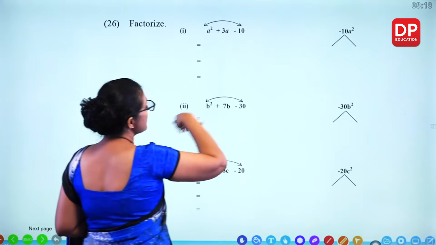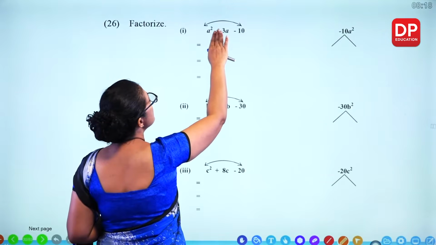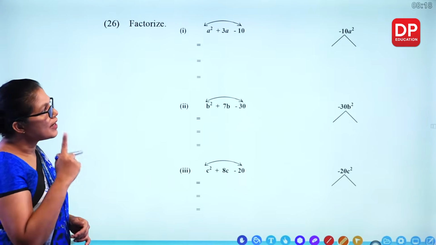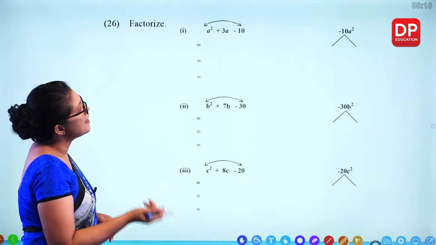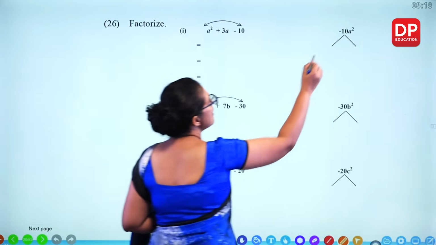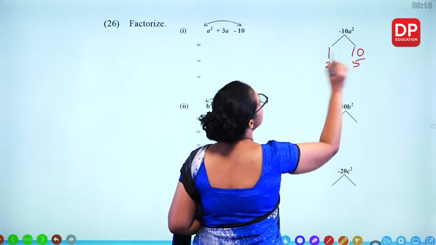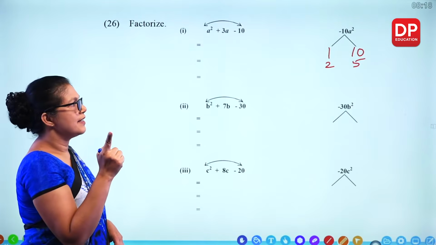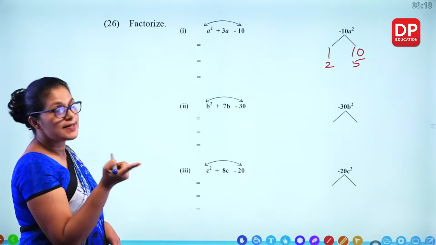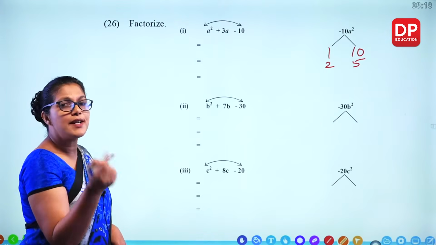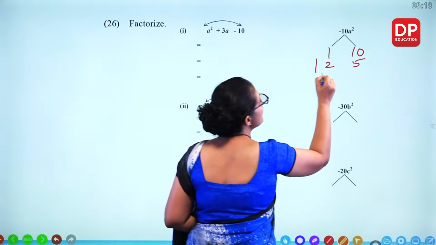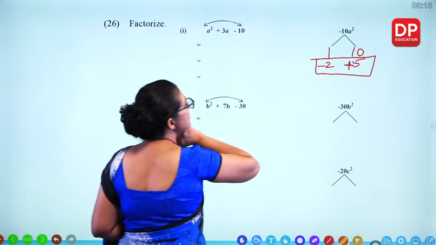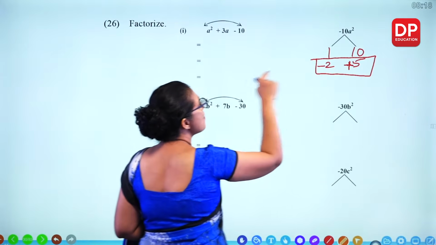rule in these examples. Now we can see the middle term is plus and the last one is negative. So when you multiply, always you get a negative value. So negative 10a squared. Factors of 10, 1 with 10, 2 with 5, and then to get plus 3, one should be plus and one should be negative, but the bigger number should be positive. So when you select this one, this is plus and this is minus. Plus 5 and minus 2, you are getting plus 3.